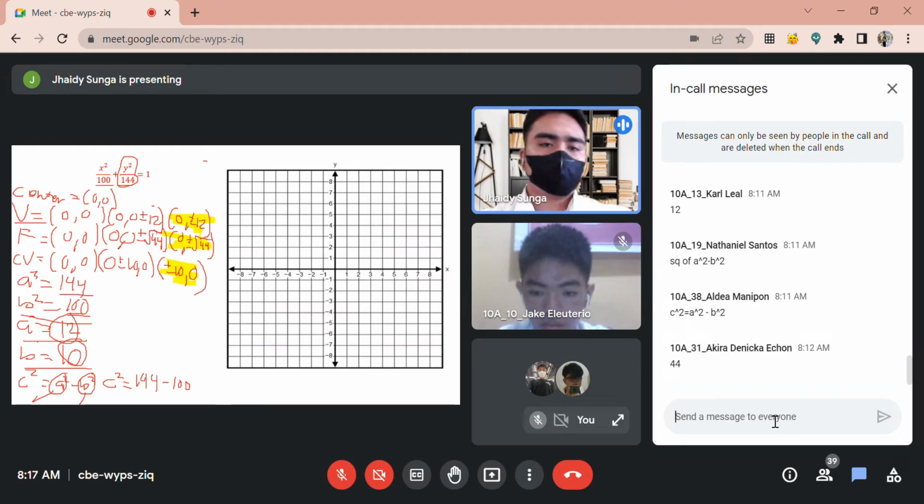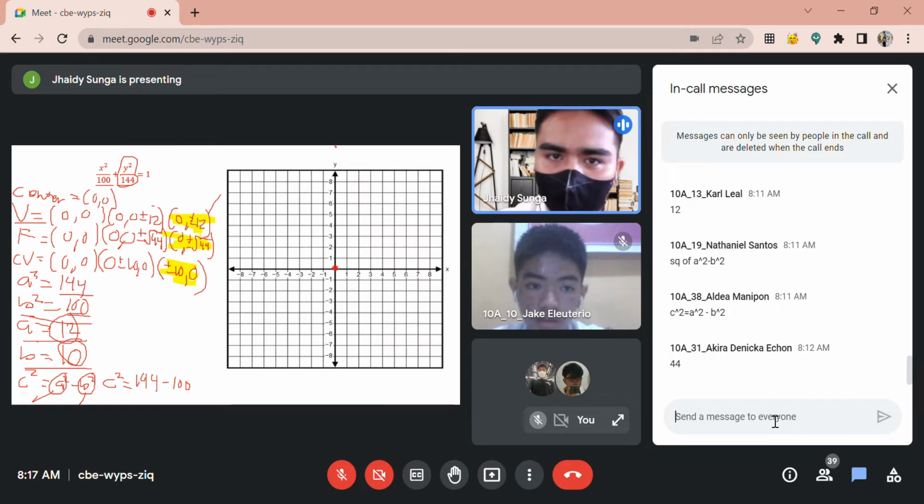Alright, so let's just say that this is your center, and your vertices are positive, negative 12, 0. Let's just say your positive, negative 12 is located here and here, because the graph goes up until 9, 10, 11, 12. So these are your vertices. How about for your foci?